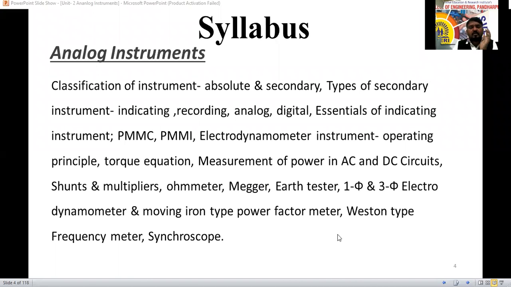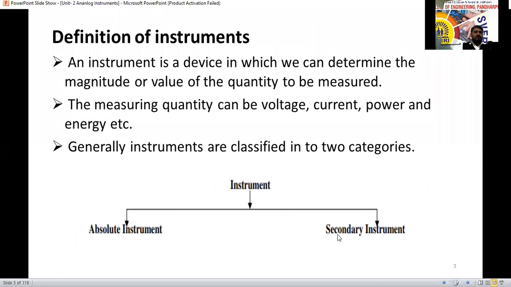So this is the syllabus. We'll start the syllabus with the definition of instruments. An instrument is nothing but a device with which you can determine the magnitude or the value of the quantity to be measured. If we want to measure the voltage in your house, we are going to use one instrument.